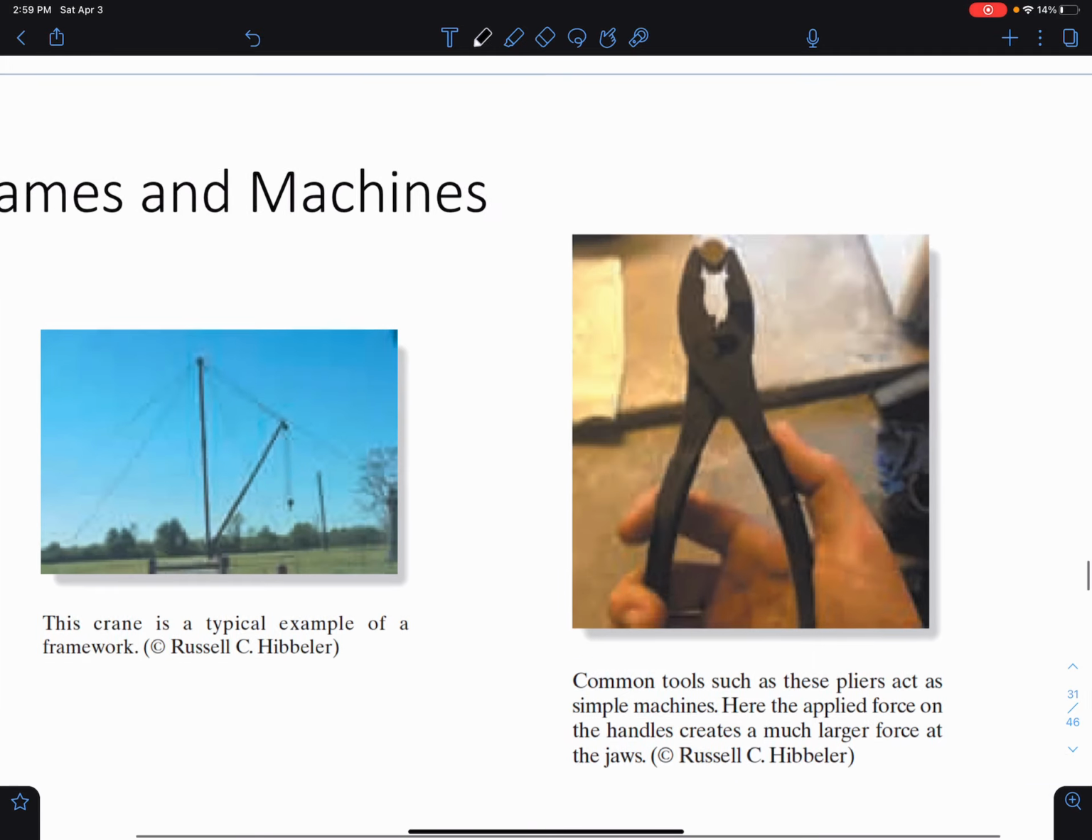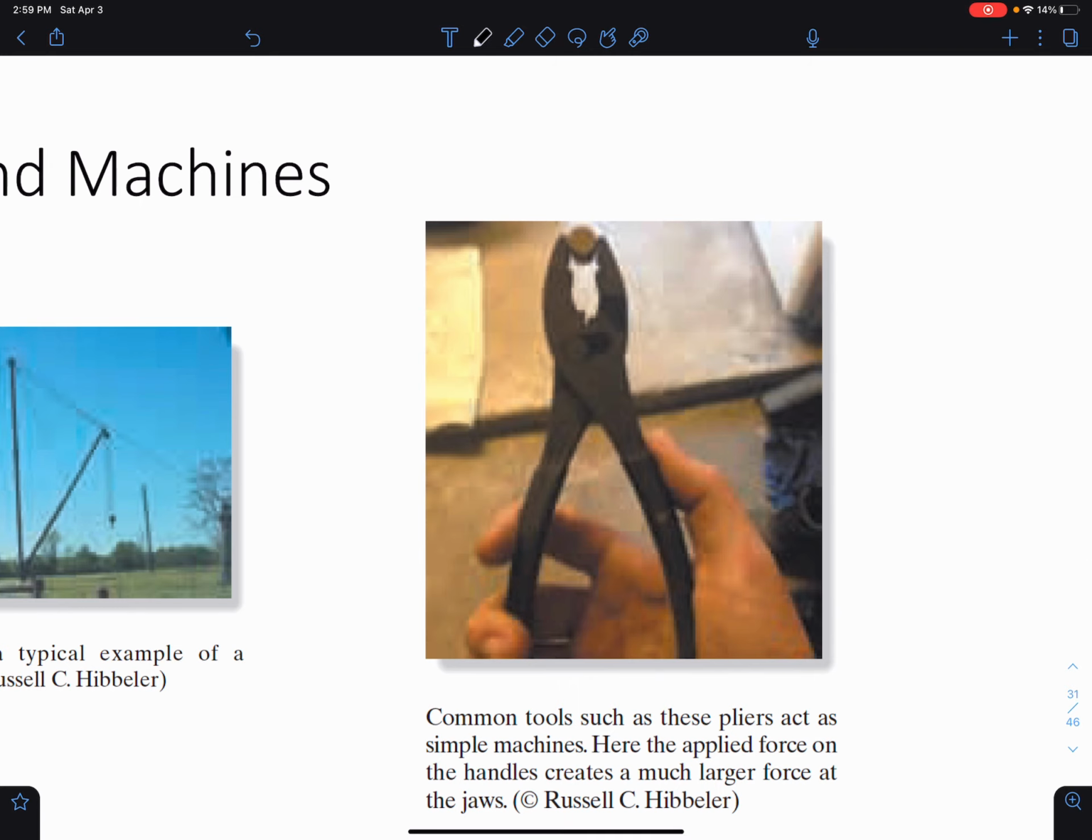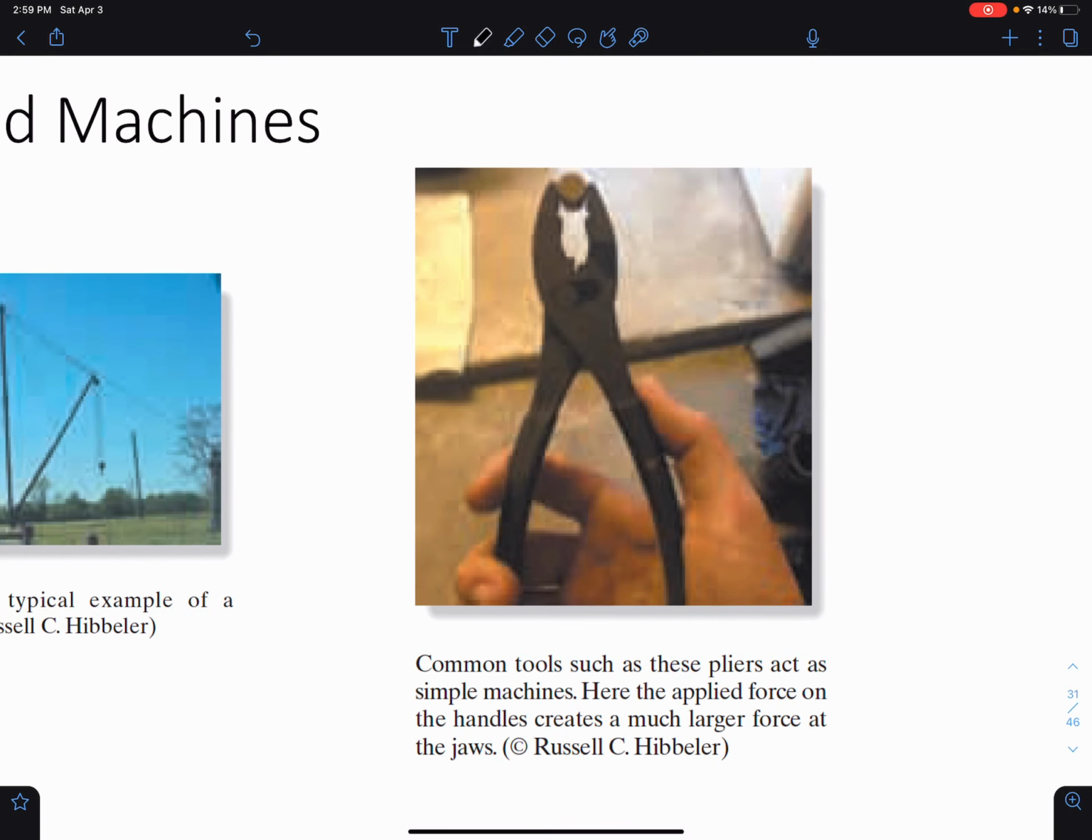Okay, here is just a common tool that you would see in an everyday toolbox, like pliers, right? Pliers are a type of machine. This is a very simple machine. It's not a complex machine. But this is an example because what's happening here is we apply force on the handles, and then that creates a much larger force at the jaws, which allows us to perform operations that we couldn't necessarily do with our hand. So we're able to basically distribute force with machines and accomplish tasks that we wouldn't have been able to do without those machines.